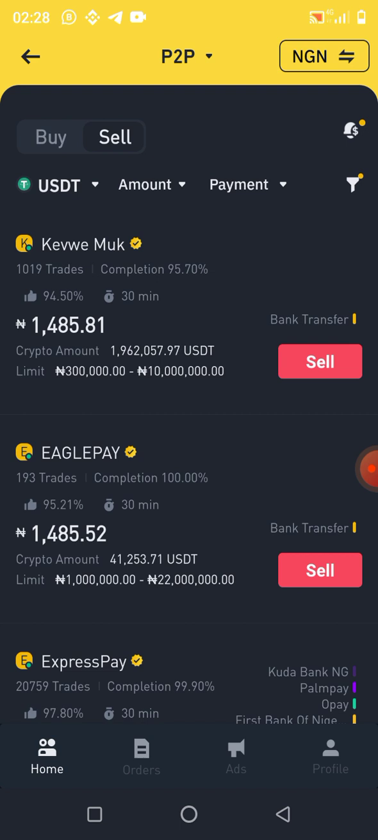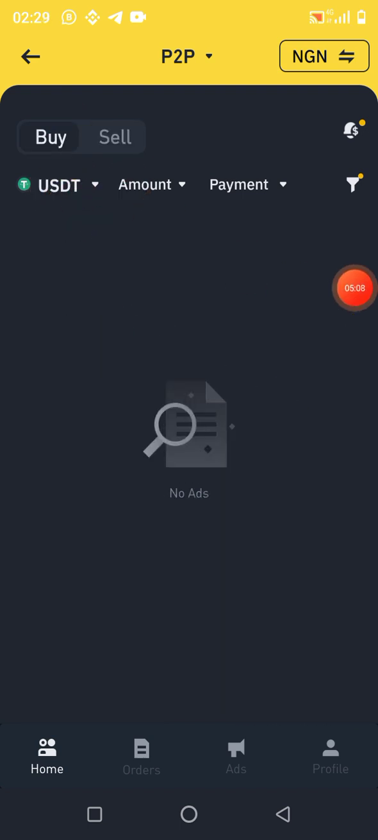Now, there's one surprising thing I saw. I want us to see it on the buy section. You can see it says no ads. So people are holding their USDT. They are not selling it.